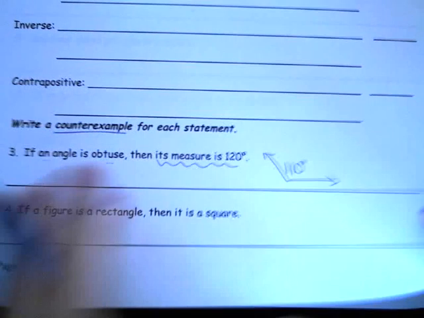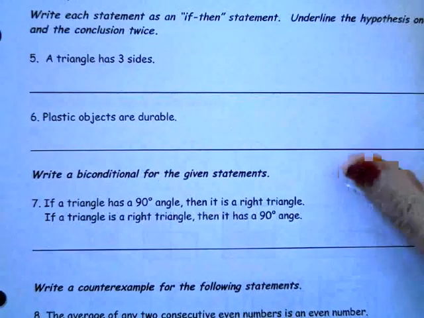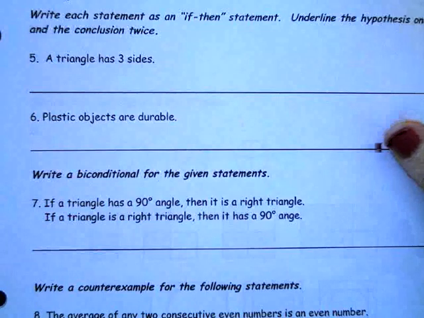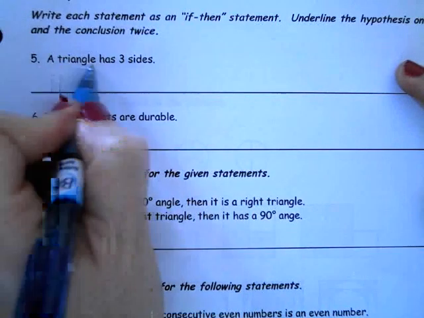All right, let's flip to the next page, page 2, and look at number 5. Number 5 wants us to write the statement in an if-then conditional statement. And we want to underline the hypothesis once and the conclusion twice. So a triangle has 3 sides.